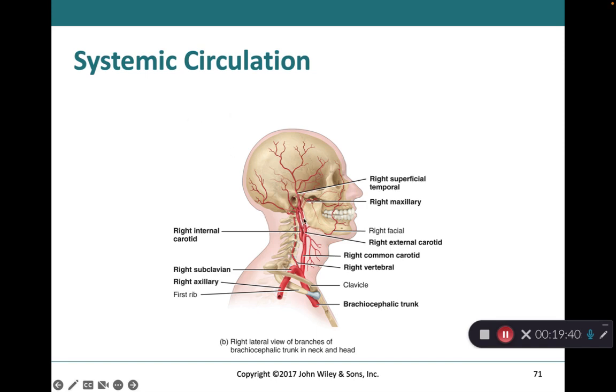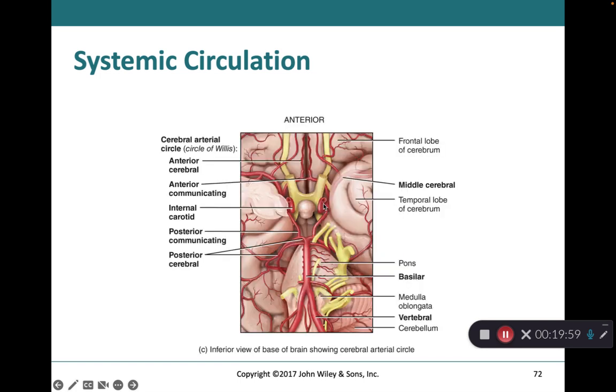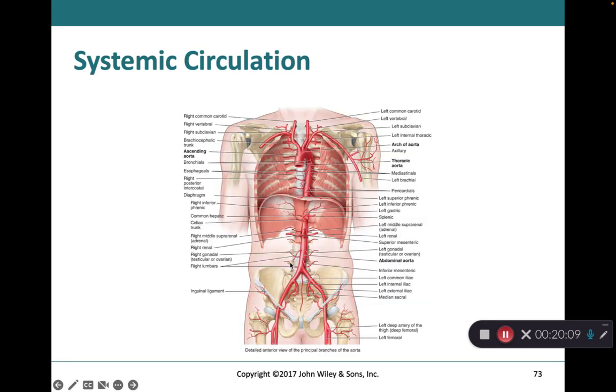Okay, this leads up to the right superficial temporal, which is in the temple area, and then branches off into the right maxillary. Okay, so it brings blood to this area here where the maxilla bone is. Okay, so this shows more of that circle of Willis here.